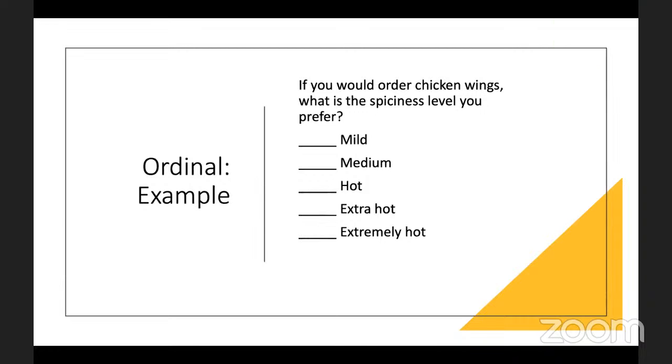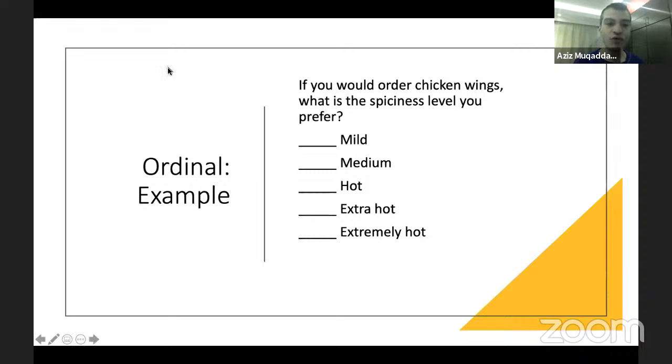You can't really quantify how far apart they are, like how far apart mild and medium are. So in other words, I don't know, for example, if the difference between mild and medium is similar to the distance between medium and hot.